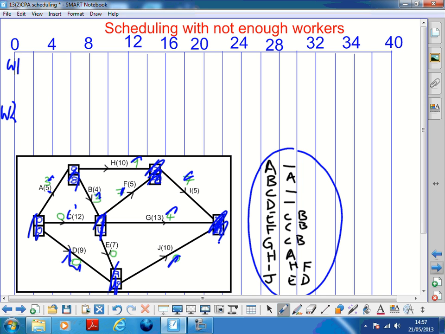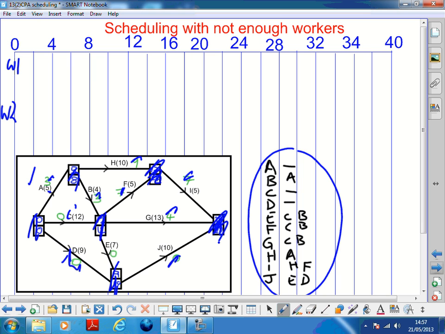I mean, logic's telling me to start on the critical path bit. Yeah, exactly. So worker 1 will just start off systematically, I suppose. Well, you say that, but you've got 3 that can kick off, haven't you?